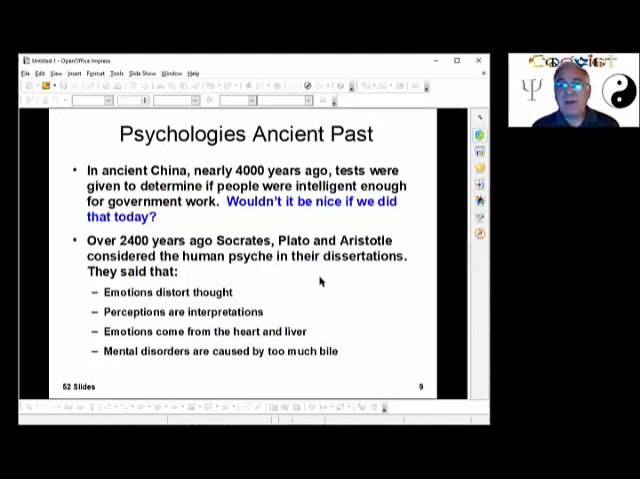2,400 years ago, Socrates, Plato, and Aristotle considered the human psyche, that's where the word comes from, in their dissertations. Now, a lot of people have heard of Socrates, Plato, and Aristotle, but they don't know the connections between them, so let me tell you a little bit about them. Socrates came first. He was the older gentleman who thought about the world differently. He looked at the world very differently than most people did in his day.